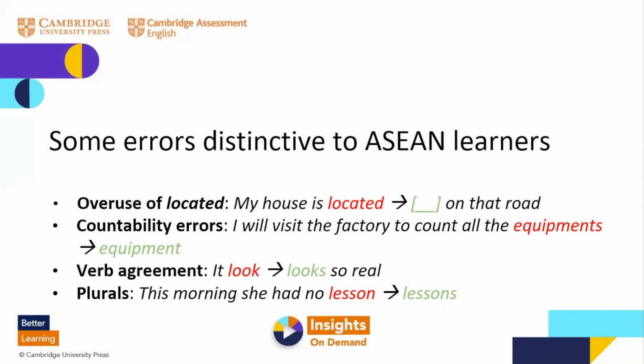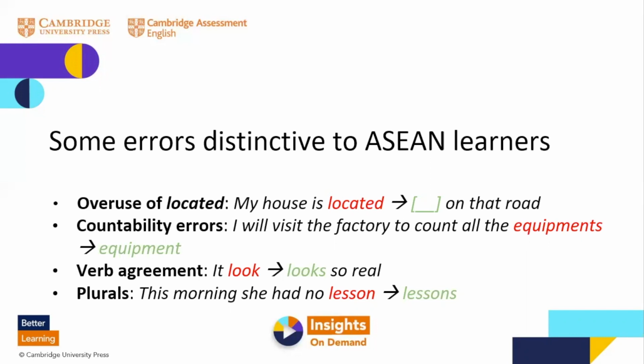And so the errors that we typically see are like these. Typically more than other learners around the world. And so issues with these particular examples, rather than broader categories, things like the overuse of located. My house is located on that road instead of, my house is just on that road. Or a lot of countability errors we have here. I will visit the factory to count all the equipments.